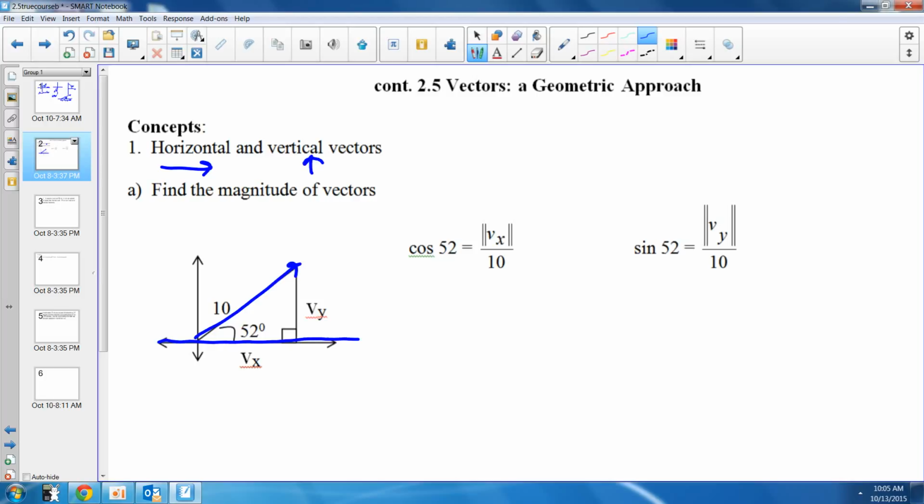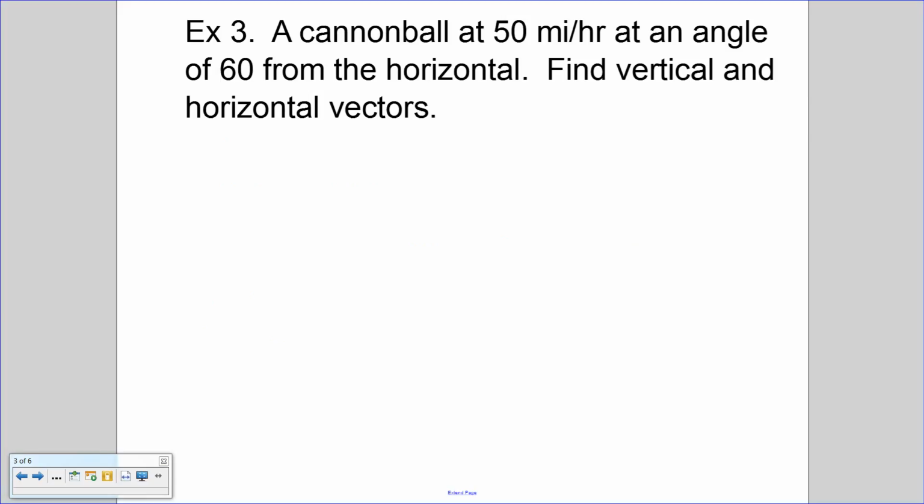Then I want to go to a couple story problems, make sure we can set them up and draw them and understand what they're asking for. So the next one is going to be example 3, a cannonball, and this is a little bit shorthand. A cannonball is, let's say, fired at 50 miles per hour at an angle of 60 degrees from the horizontal. Find the vertical and horizontal vectors. Very similar to what we talked about before. The first thing we want to do is draw it. When I draw it, I want to label everything, and then I want to solve.